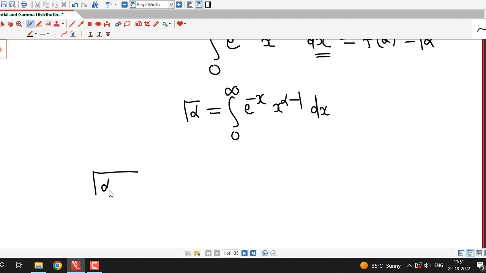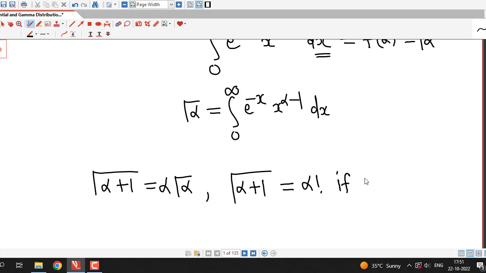The first property we can write is, if we are interested in the gamma function of alpha plus 1, then that can be written as alpha times gamma alpha. Similarly, the gamma function of alpha plus 1 is simply alpha factorial if alpha is a natural number or positive integer. The first property is valid for any positive real number alpha, but in particular if alpha is a natural number, then gamma alpha plus 1 will be equal to alpha factorial.